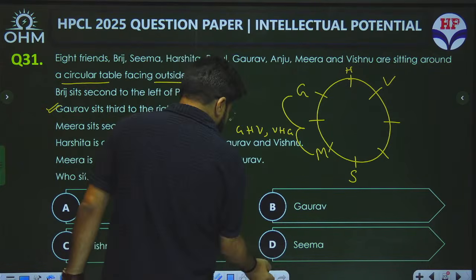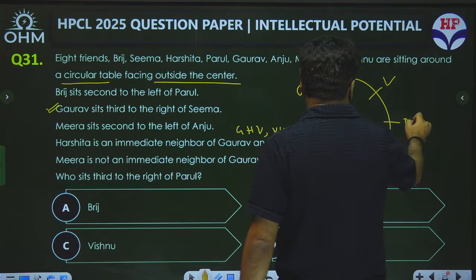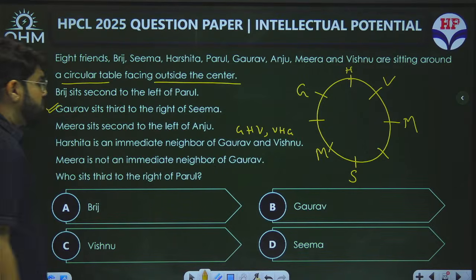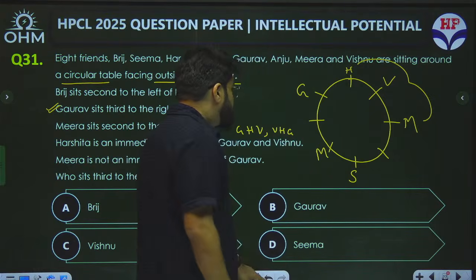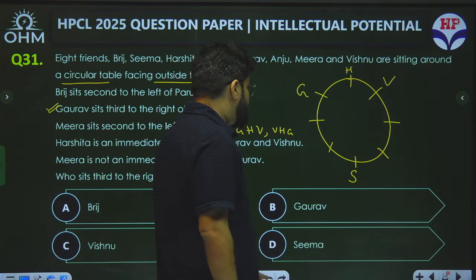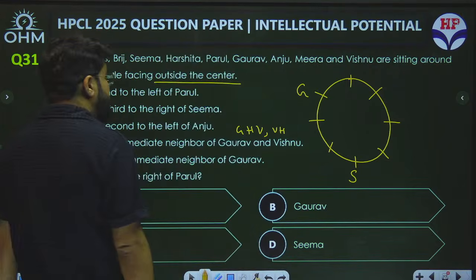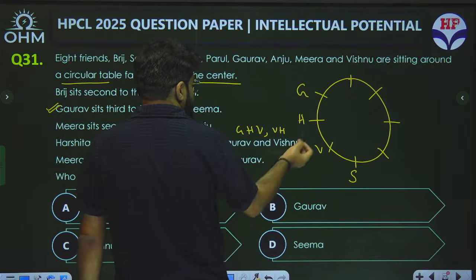Second right is Gaurav, so you cannot take it here. So Meera, maybe here. Then again I read Meera is second to the left of Anju, or Anju is second to the right. Then also this will not come. So this is not matching at any cost. So Harshita is an immediate neighbor of Gaurav and Vishnu. Maybe Harshita here and maybe Vishnu here. This way we can try.